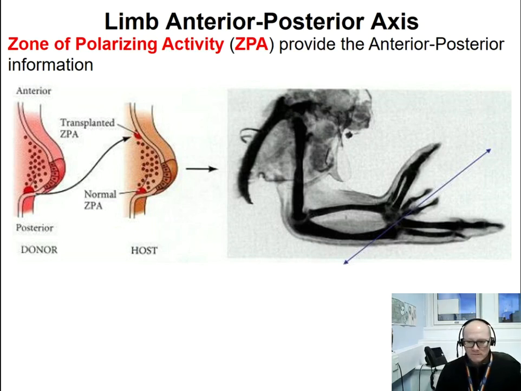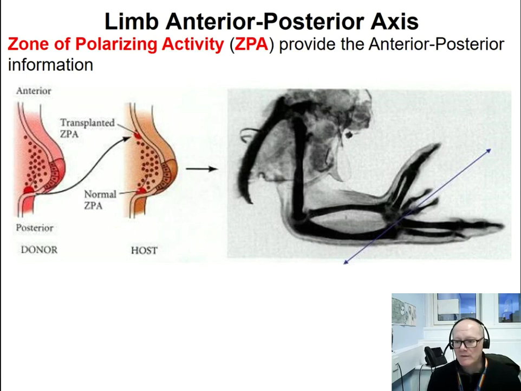All right. So one region that is particularly important in the progress zone is the zone of polarizing activity. In this cartoon, you see these red cells that correspond to the progress zone, which are very active and proliferating, undergoing cell division and so on. One region, the posterior region here, is called the zone of polarizing activity. This region is important to establish an anterior-posterior axis and provide anterior-posterior information.